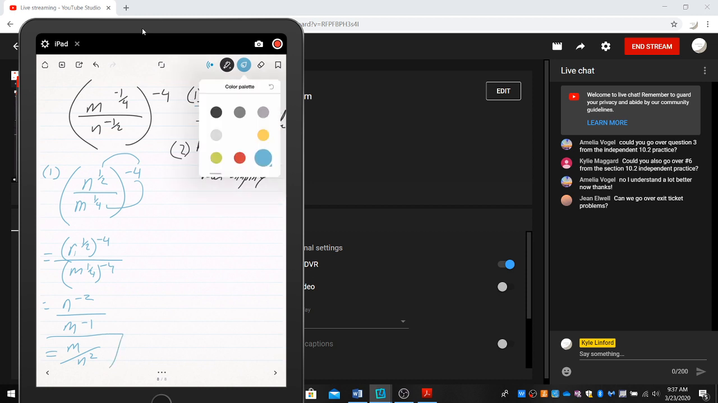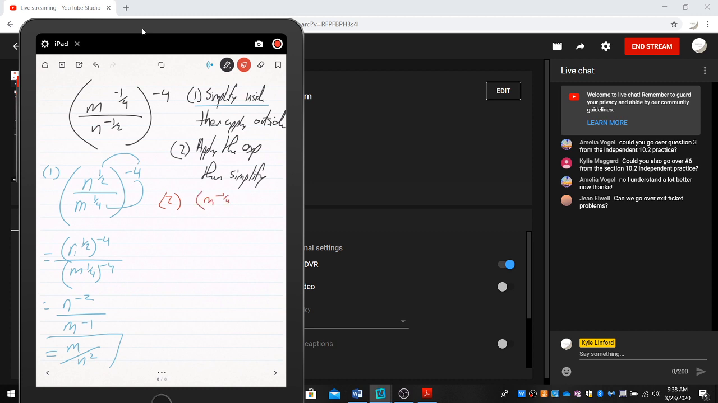Now, method number 2, just as valid, and a lot of times students prefer this. They like to apply the exponent to everything first. So let's do version 2 here, where we take m to the negative 1/4 power and apply the negative 4 to that. And then we have n to the negative 1/2 power, and we apply the negative 4 to that as well. So m to the negative 1/4 times negative 4.